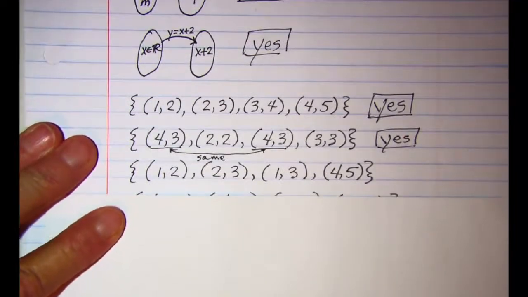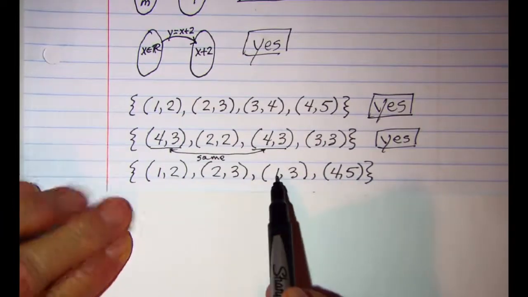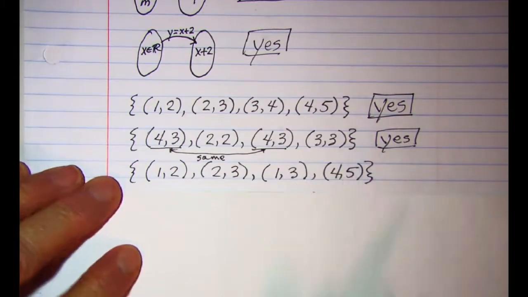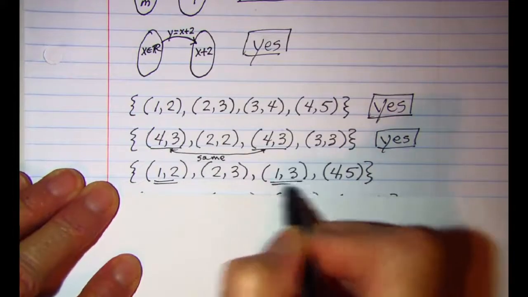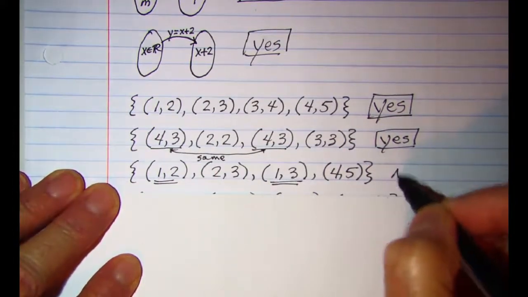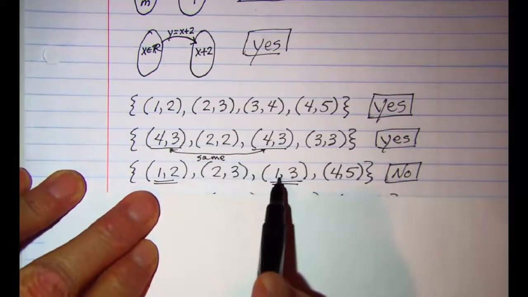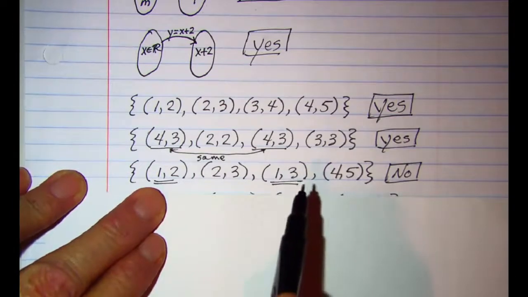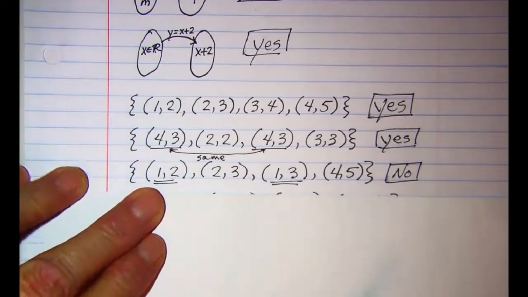In this example, we have 1 mapping onto 2, and then we also have 1 mapping onto 3. So this one is not a function, and there's the reason why. Remember that your x value of 1 can only map onto a single y value. And if it maps onto more than one y value, then you don't have a function.